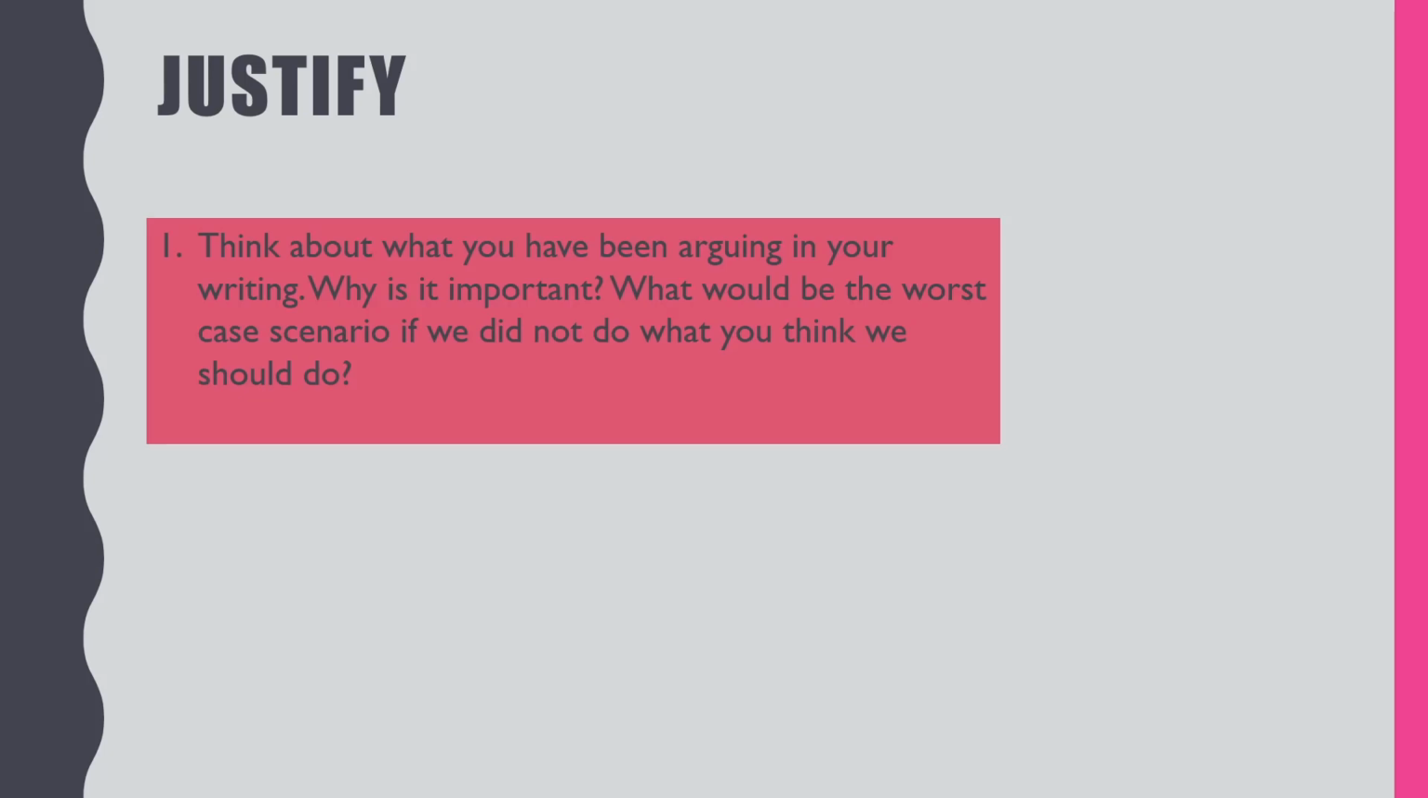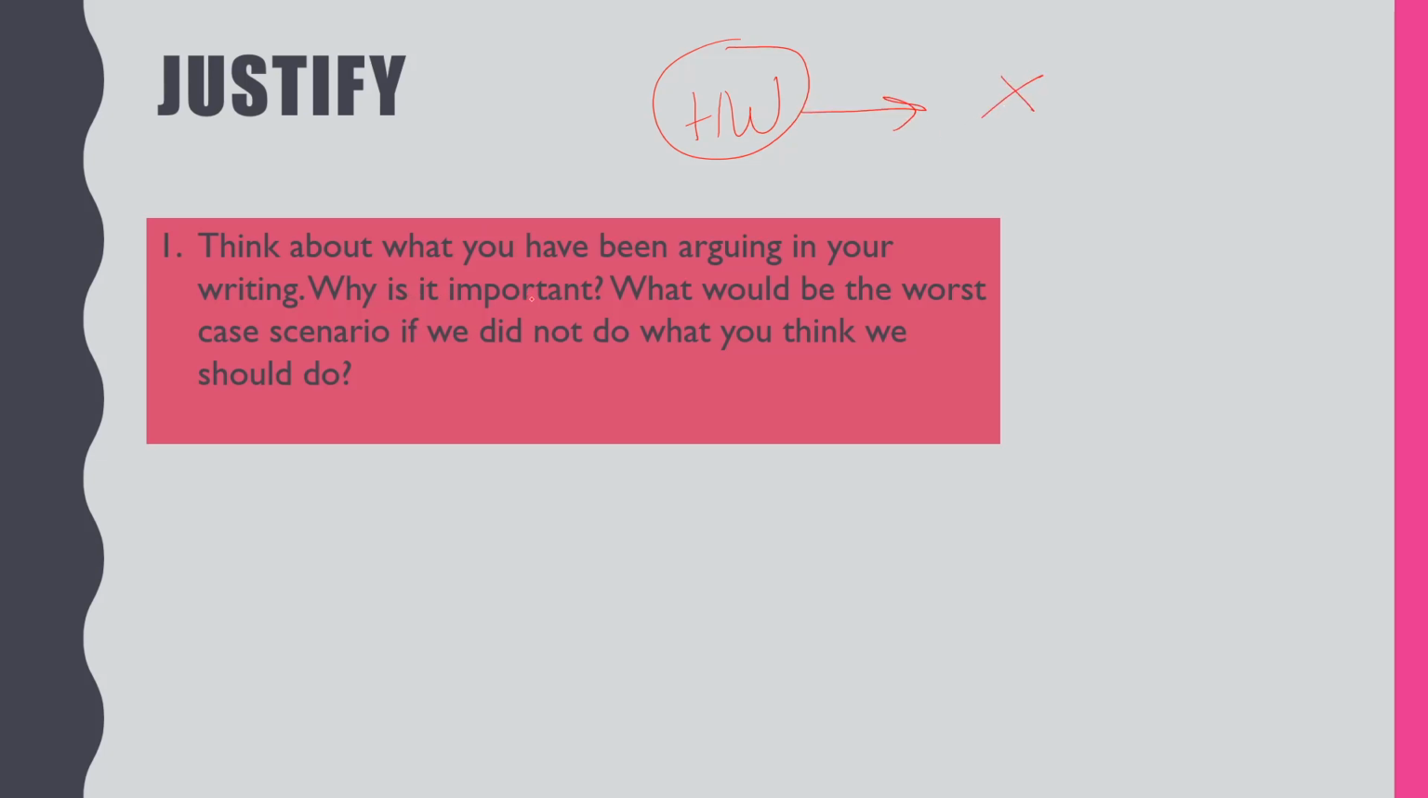So we'll start off with justify then. First thing you got to do for this part of the paragraph. Okay. So the first sentence in this paragraph is you've got to think about what you've been arguing for in your writing. So in my examples, I've been talking about homework, haven't I? So I need to think about what I've been arguing about in my writing. I've been arguing that homework should be banned, right?